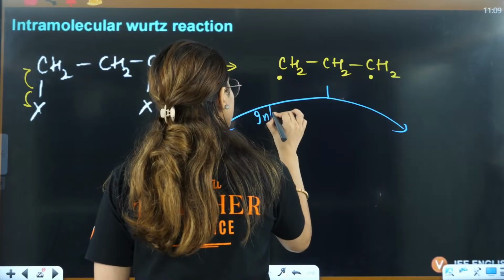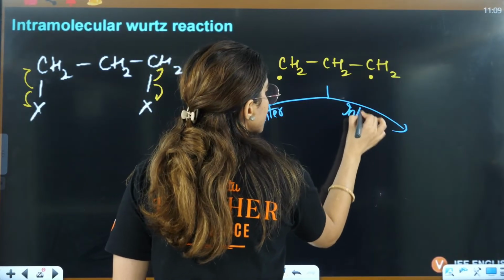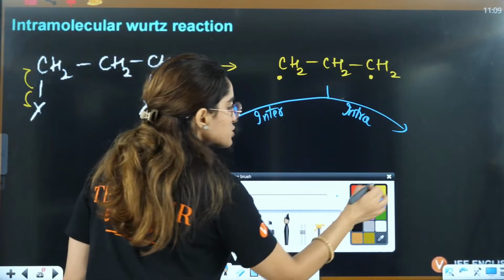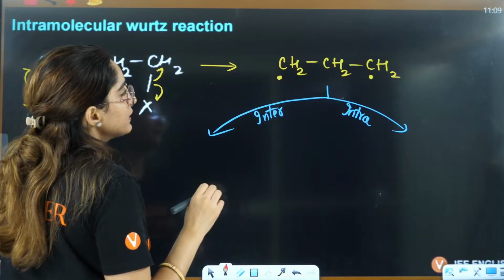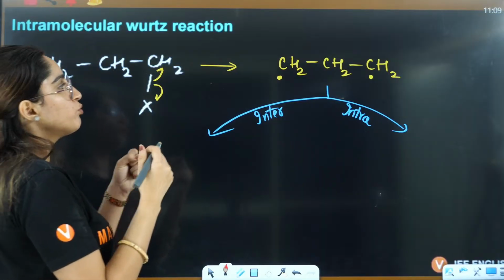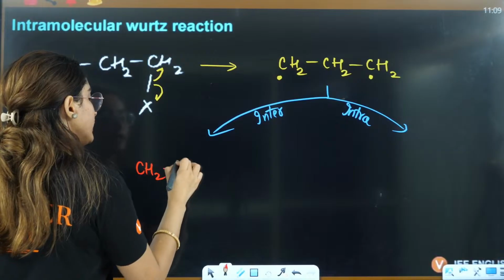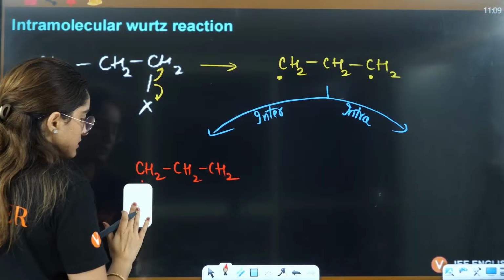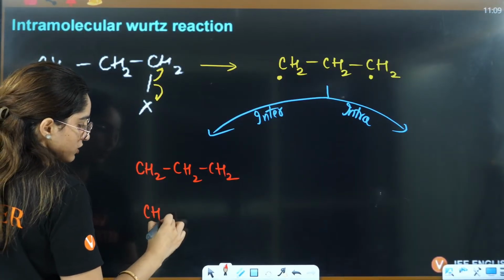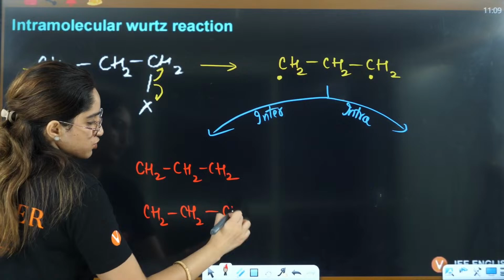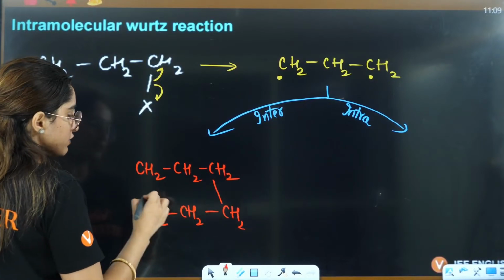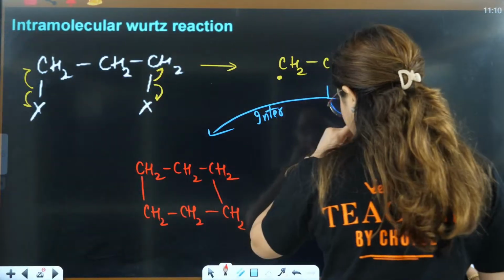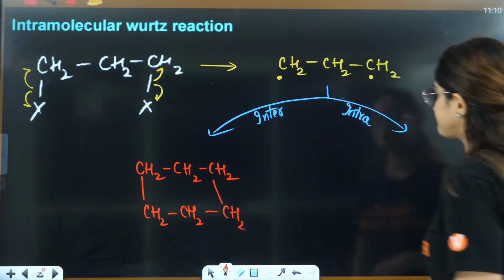One is inter, other is intra. Only in dihalides you will have this kind of possibility. In case of inter, what can happen? Inter means between two molecules. So, two molecules will combine together. This is CH2, this is CH2. This is another molecule, CH2, CH2, CH2. Here you will have a free radical that will join, here you will have a free radical that will join. 1, 2, 3, 4, 5, cyclohexane is formed.